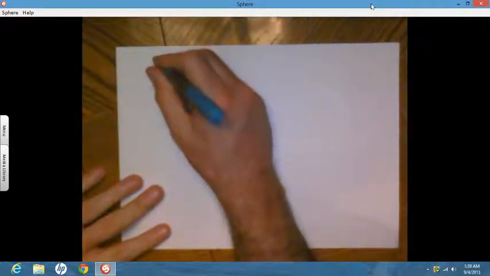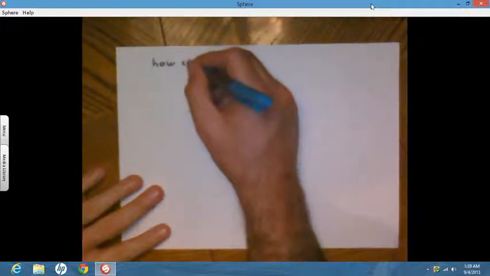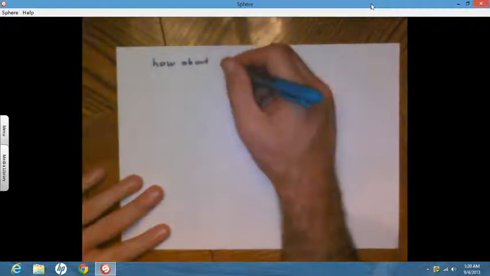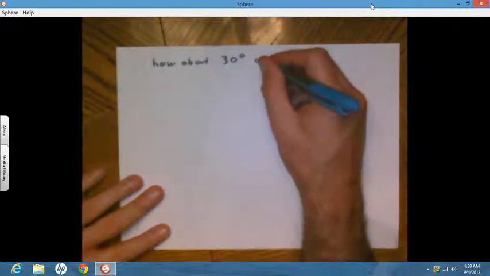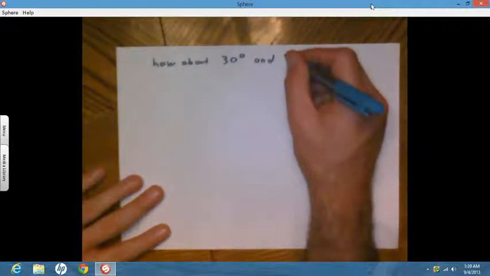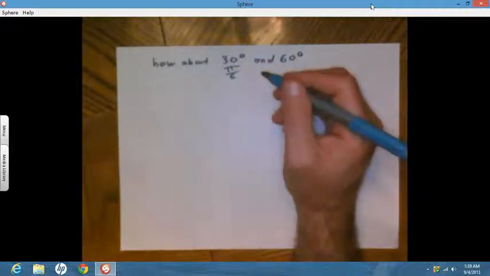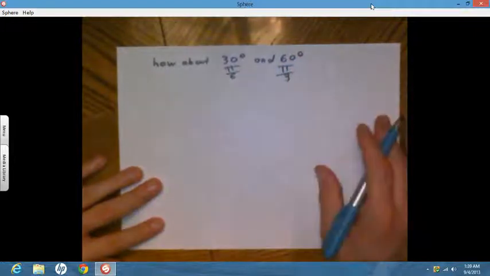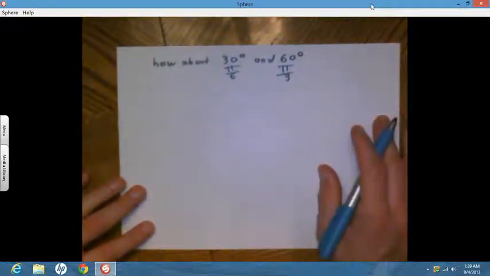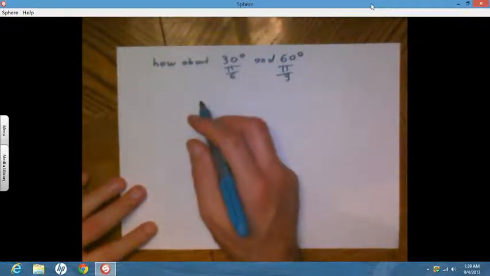So how about 30-degree and 60-degree angles? Now pi is 180, so pi divided by 6 is 30 degrees. And pi divided by 3, or 180 divided by 3, is 60 degrees. Okay? So what we're going to do here to figure these out, you might notice that we're using special properties of the unit circle or triangles.